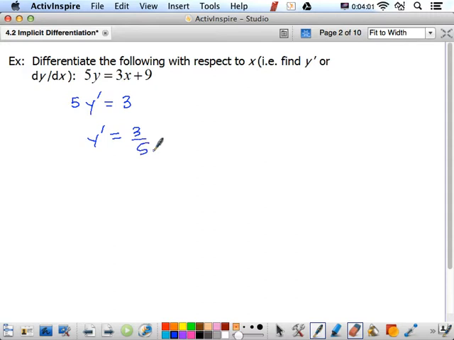I would have gotten the same thing had I isolated y to start with. So that's the derivative. Y prime equals 3/5.